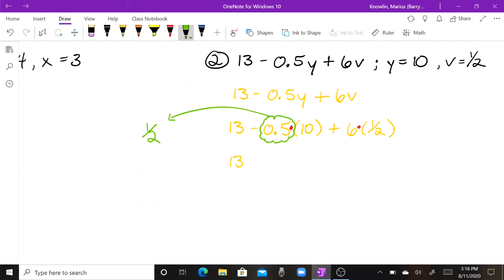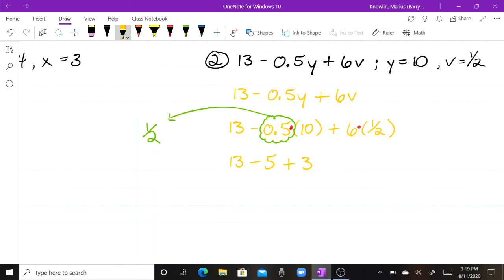Whenever you multiply a half times a number, you're really just taking half of that number. So one way to think about 0.5 or 0 5/10 times 10 is basically saying half of 10. Well, half of 10 is 5, so that's there. And then once again, when you multiply half times something, you're just taking half of that number. So half of 6 is 3, so this would just be plus 3.